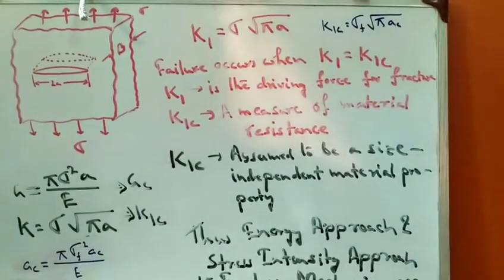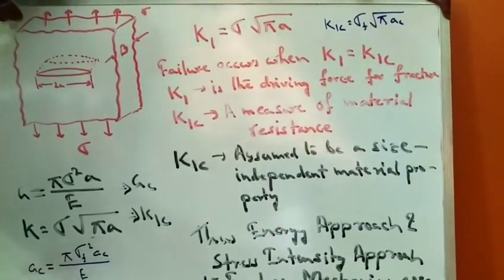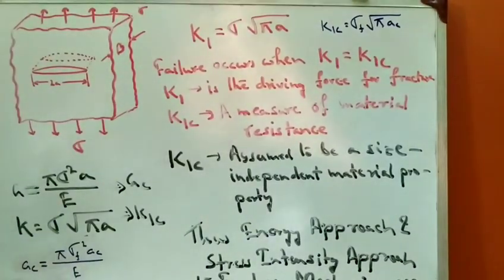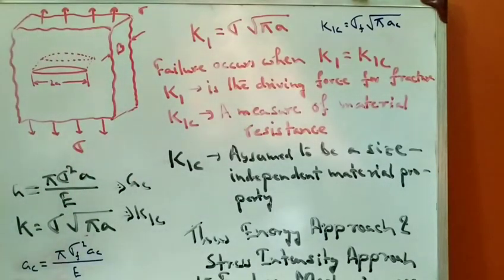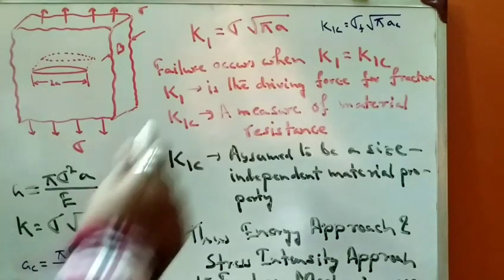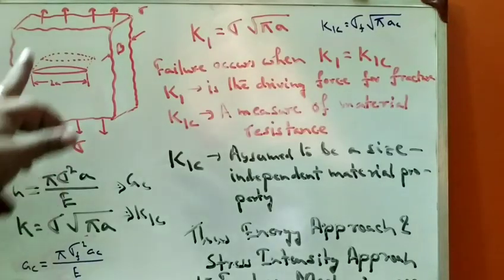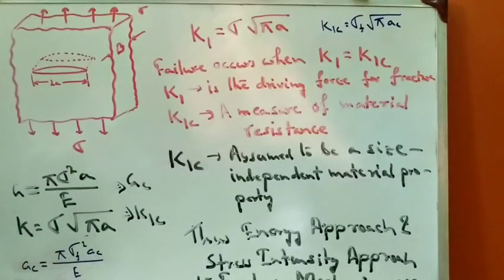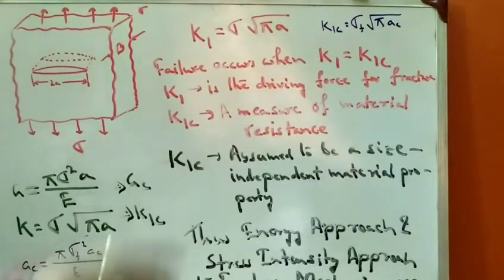Now, as we have discussed, K1 is equal to sigma root pi a. If you recall the figure of an infinite plate consisting of a crack of length twice a and thickness b, and sigma is the remote stress, from there you could find the value of K1 equals sigma root pi a. That is basically proportional to the stress and to the crack length.